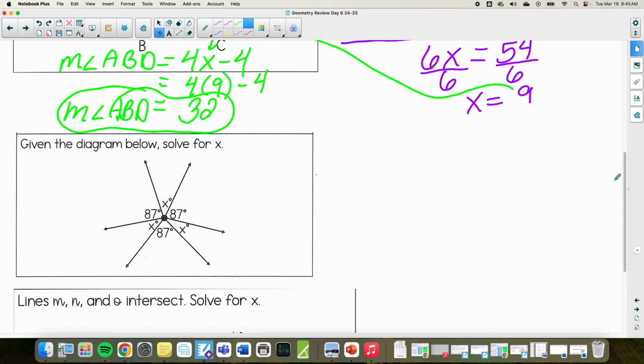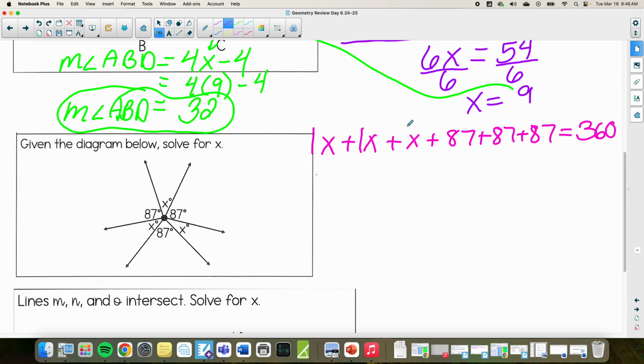If I look at this one, does anyone want to guess how we could solve this? What do you think all of those added together should add up to? 360, okay? So I'm going to add the x's together first. So I'm going to go x plus x plus x plus 87 plus 87 plus 87. And like you said, that equals 360.